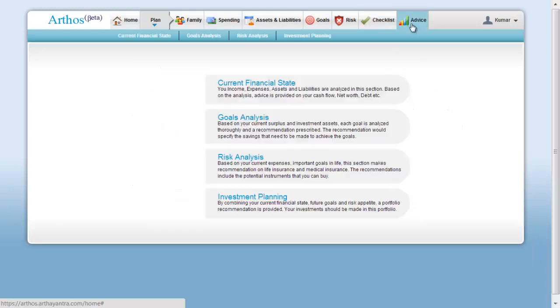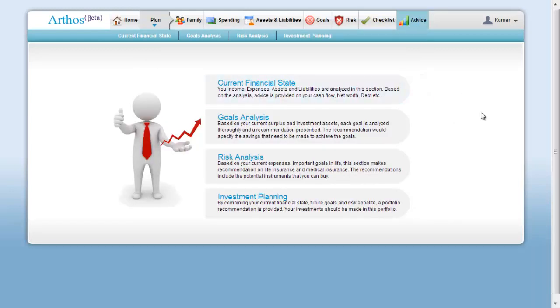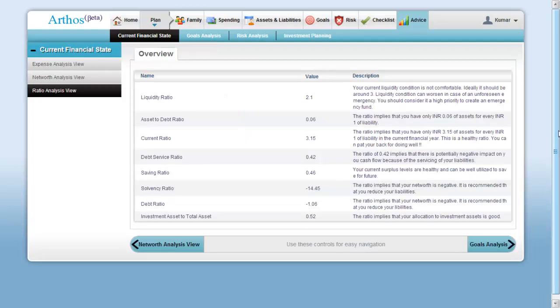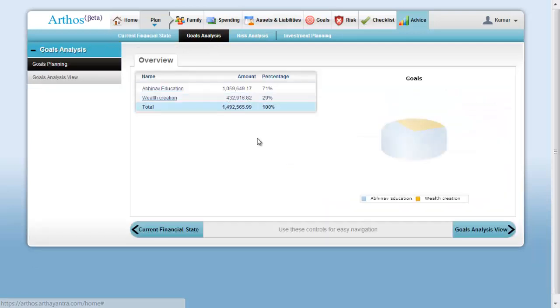The advice section is divided into 4 different areas. In the current financial state, we try to objectively assess the financial health of you and your family. In the goal analysis section, we look at each goal objectively and try to provide unbiased and realistic advice.